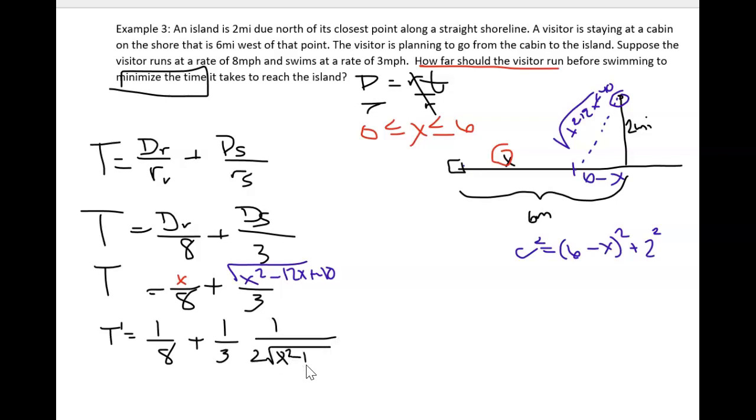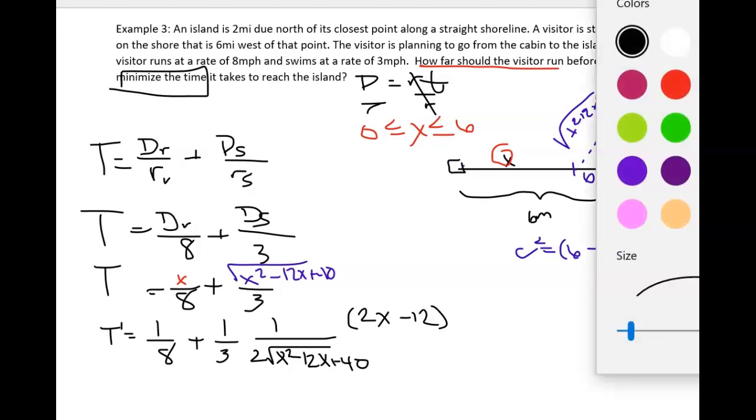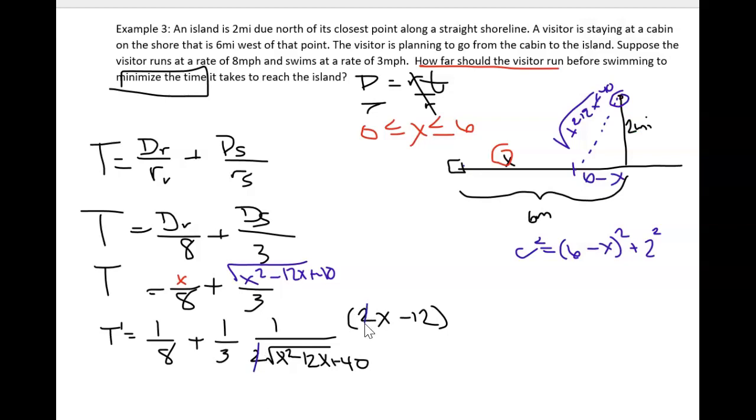But this is also chain rule because there's a function inside the radical, which is going to give us times 2x minus 12. So I like to simplify my expressions as much as possible, and I can't help but notice that I've got a spare 2 in all of these terms. We're going to set this equal to 0 and solve. So 0 equals 1/8 plus 1/3, except I'm not going to use the 1 anymore because I have a value to put in the numerator, which is x minus 6, times the square root of all of that.